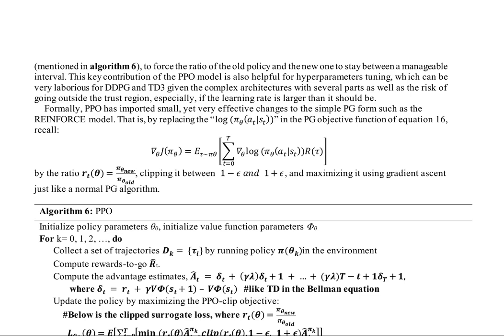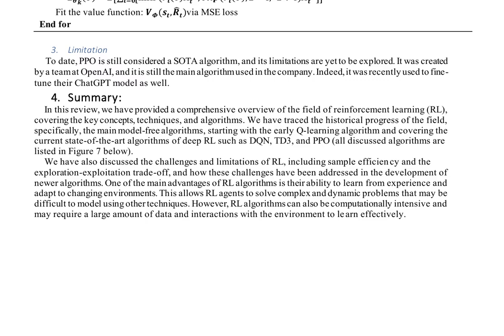The PPO algorithm replaces the log pi_theta in the policy gradient (PG) objective function with the ratio r_t(theta) equals pi_theta new over pi_theta old, clipping it between 1 minus epsilon and 1 plus epsilon, and maximizing it using gradient ascent. The PPO algorithm is outlined in Algorithm 6, which initializes policy parameters theta 0 and value function parameters phi 0.